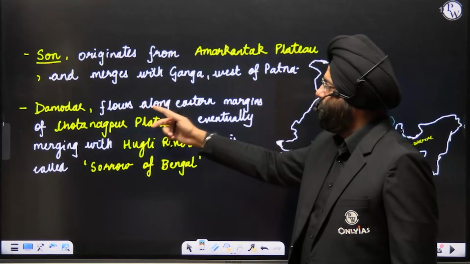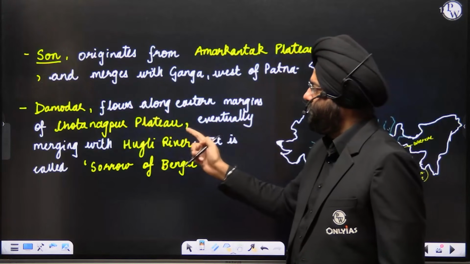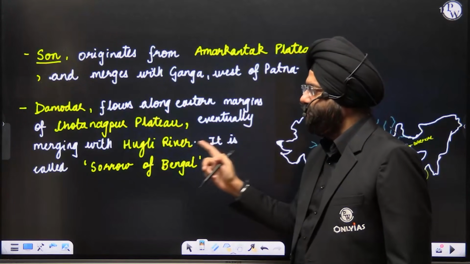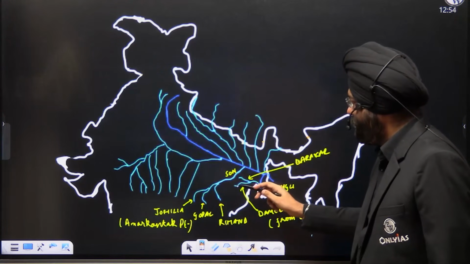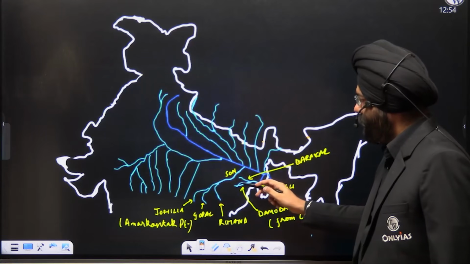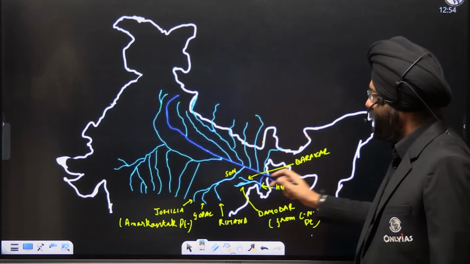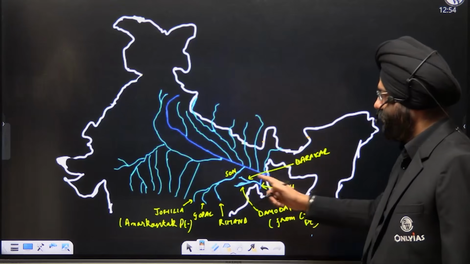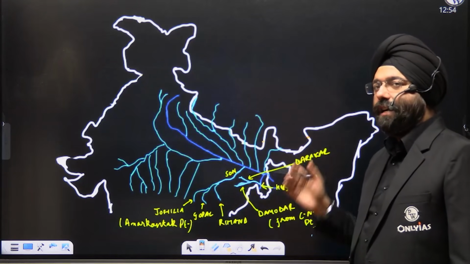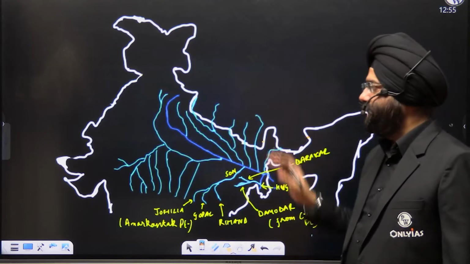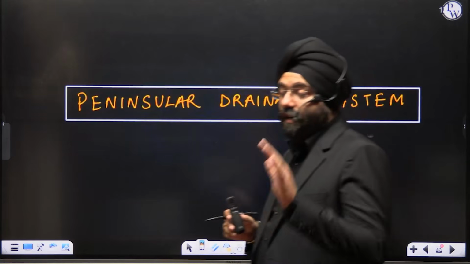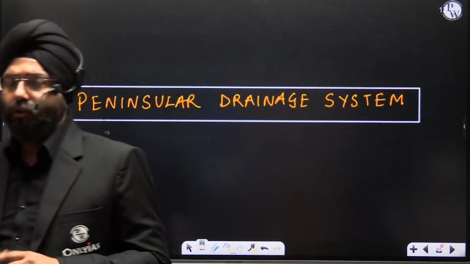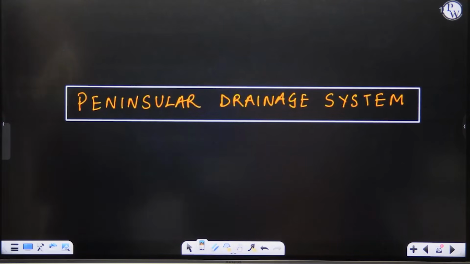Damodar river flows from the eastern margins of the Chota Nagpur plateau, eventually merging with the Hooghly river. It is known as the Sorrow of Bengal because of the large floods that it causes. Where is Damodar? See, the Damodar river is here, merging with the Hooghly river. Now Damodar has again a tributary which is known as Barakar. So these are again the right bank tributaries of Ganga. Clear, everybody? Okay. So we are done with the Ganga drainage system also. So hopefully you understood it. Please note it down also very carefully.